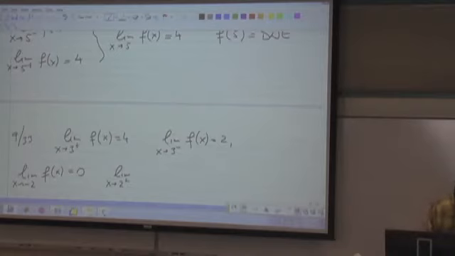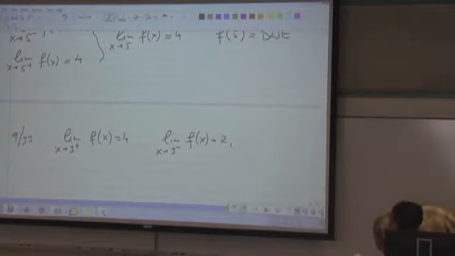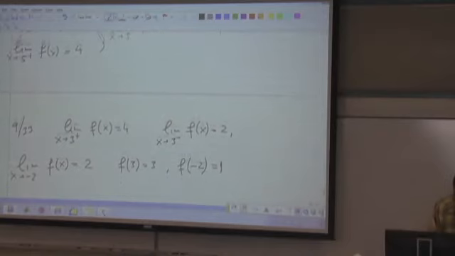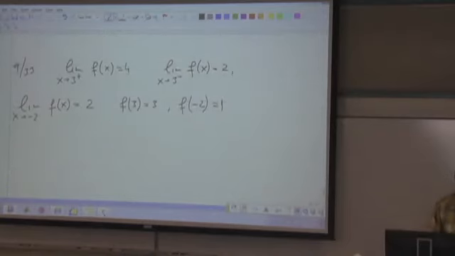So let's try this again. The first two I think are correct. Trying to read and write at the same time while not actually having it close was confusing. So I got the first two correct, right? The next one was that the limit as x goes to minus 2 of f of x is equal to 2. F of 3 is equal to 3. And f of minus 2 is equal to 1. So we need to come up with a graph.